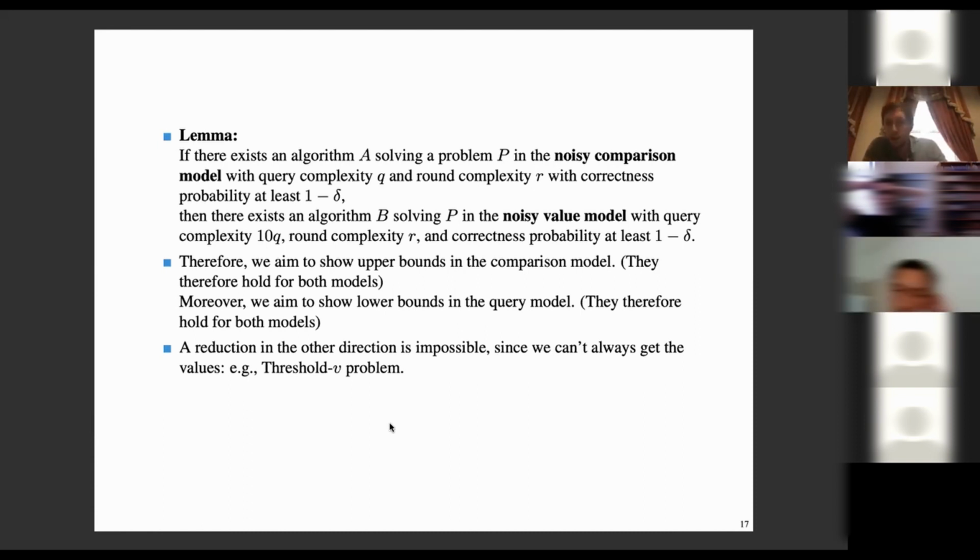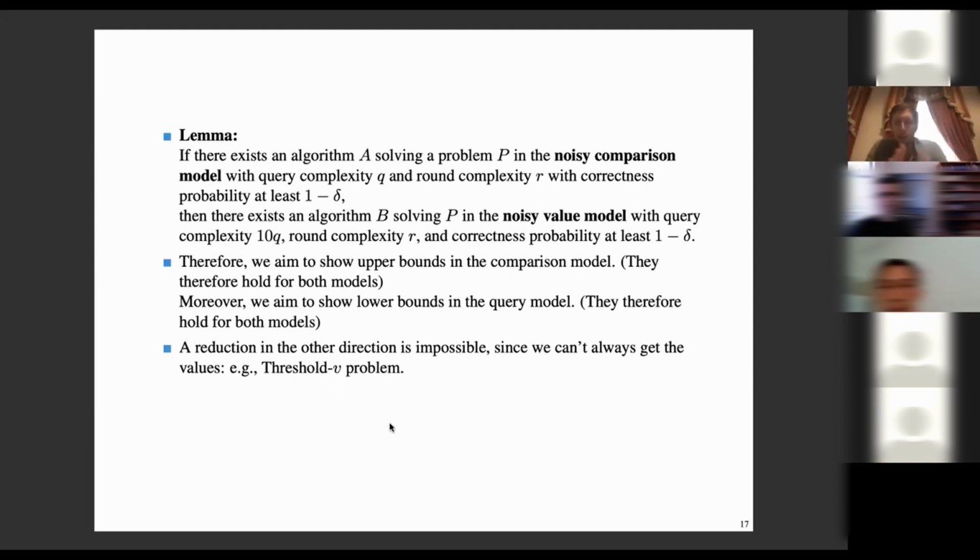The query model, that means you have exact queries, right? What do you mean by exact queries? You say you show lower bounds in the query model. What do you mean by query model then? Right. Okay, so this is a typo. Very good. So all the lower bounds are in the noisy value model. Thanks. Yeah, most of the time.